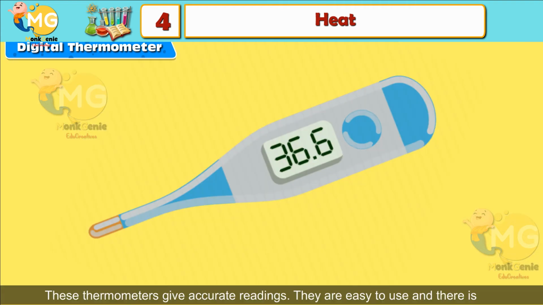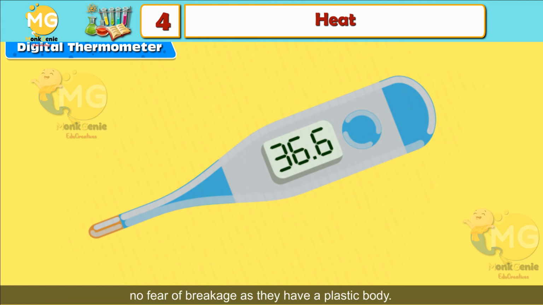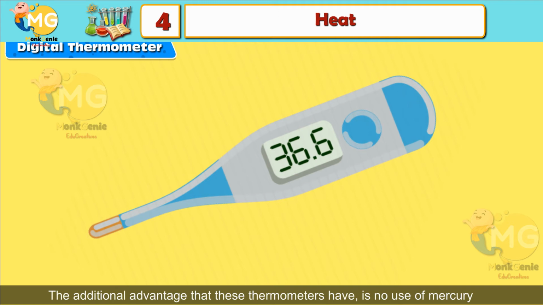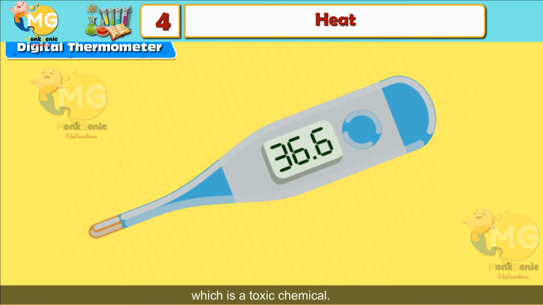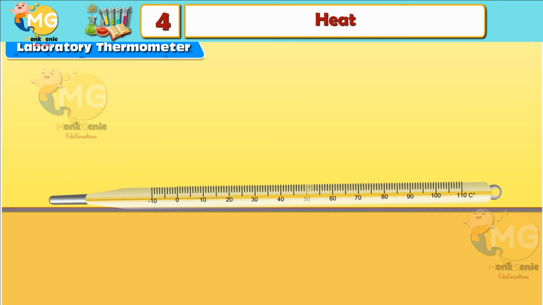Digital thermometer. These thermometers give accurate readings. They are easy to use and there is no fear of breakage as they have a plastic body. The additional advantage that these thermometers have is no use of mercury, which is a toxic chemical.